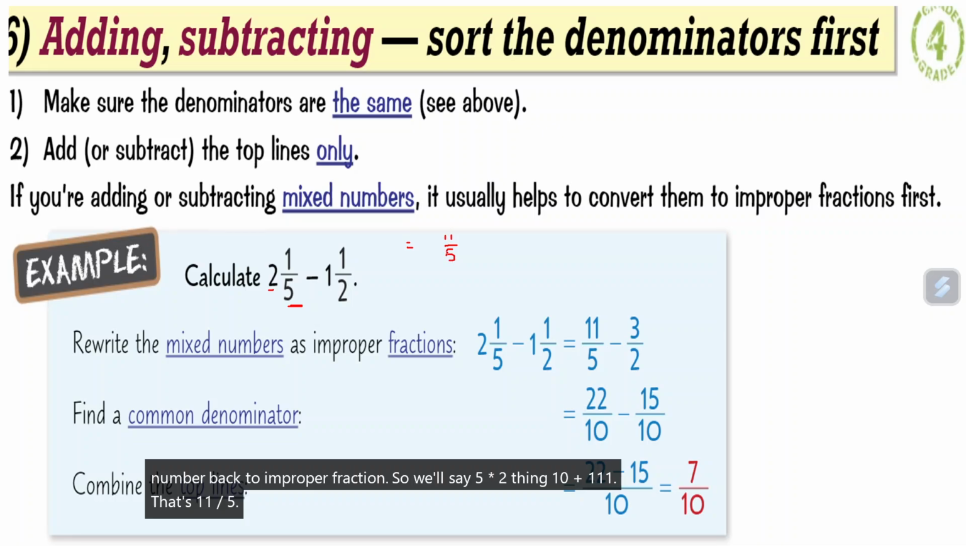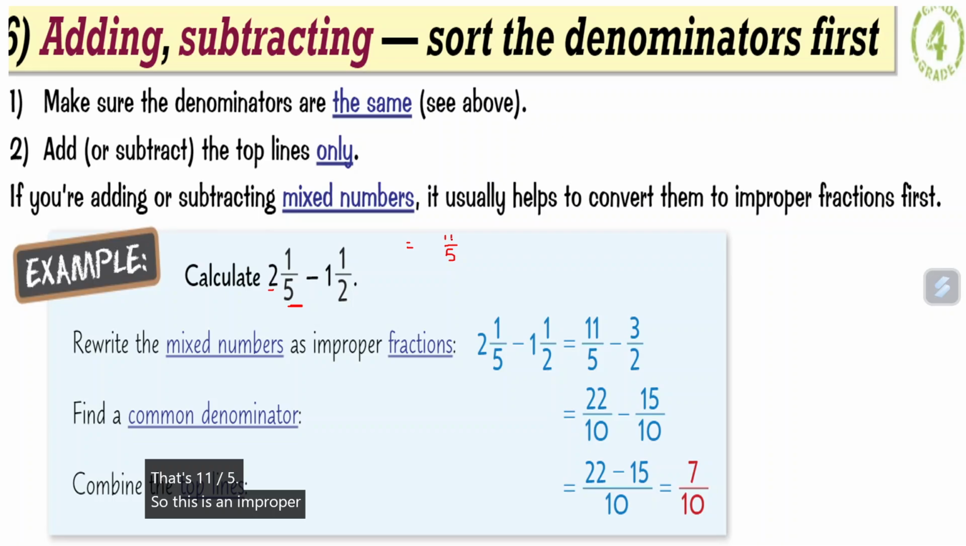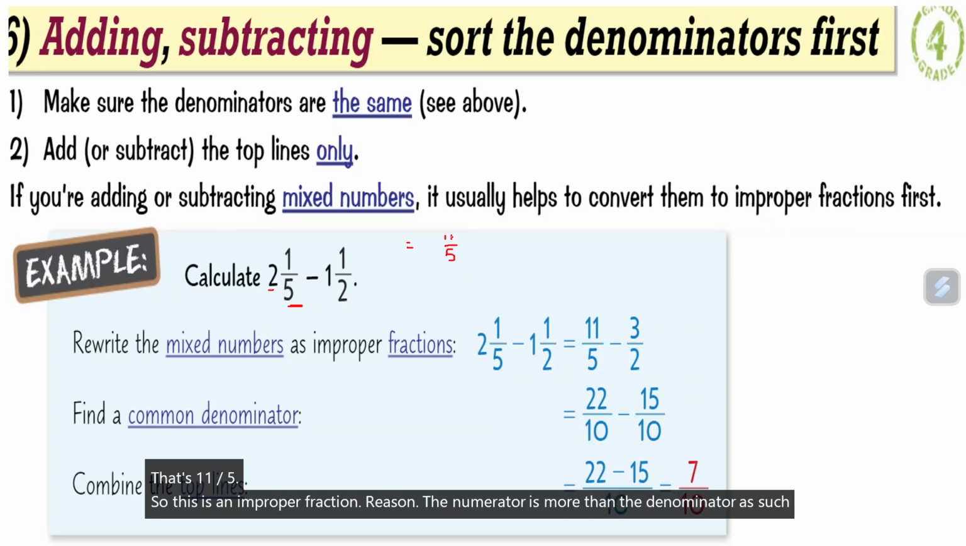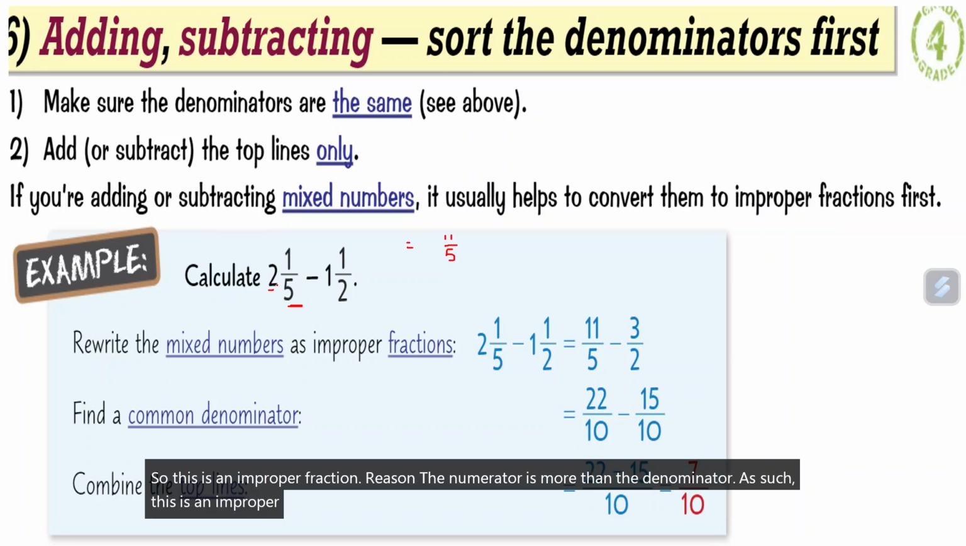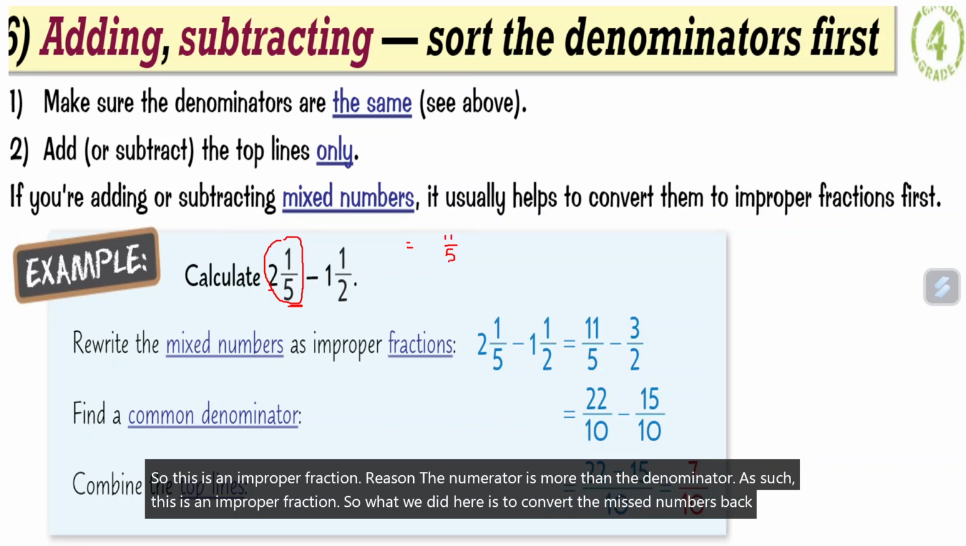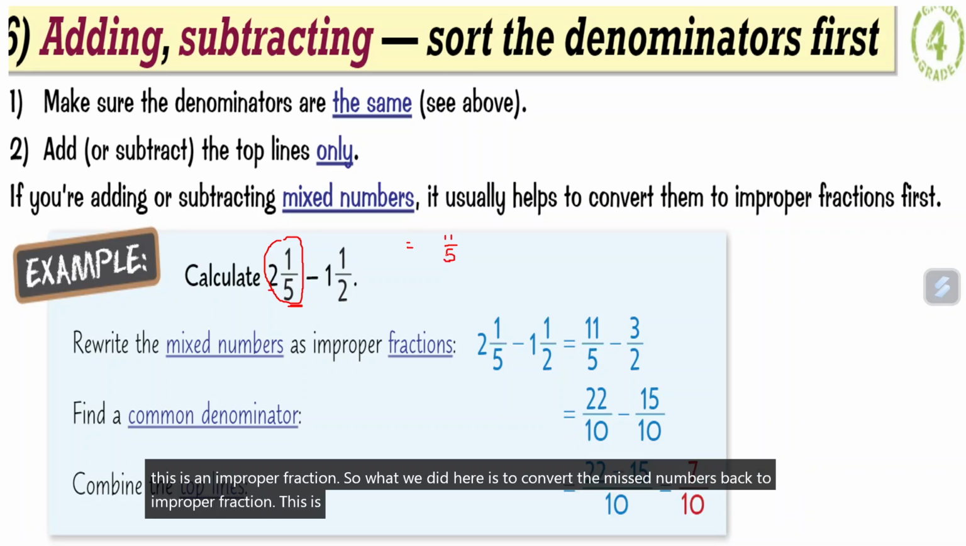So this is an improper fraction. Reason: the numerator is more than the denominator. As such, this is an improper fraction. So what we did here is to convert the mixed numbers back to improper fractions. This is just like going back to the basics.